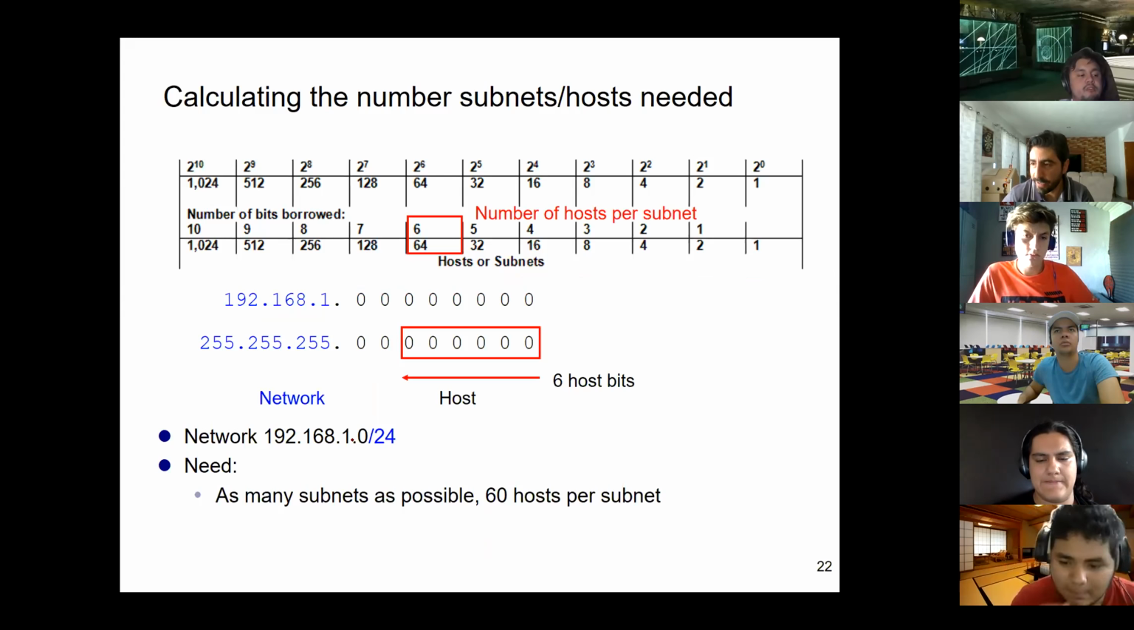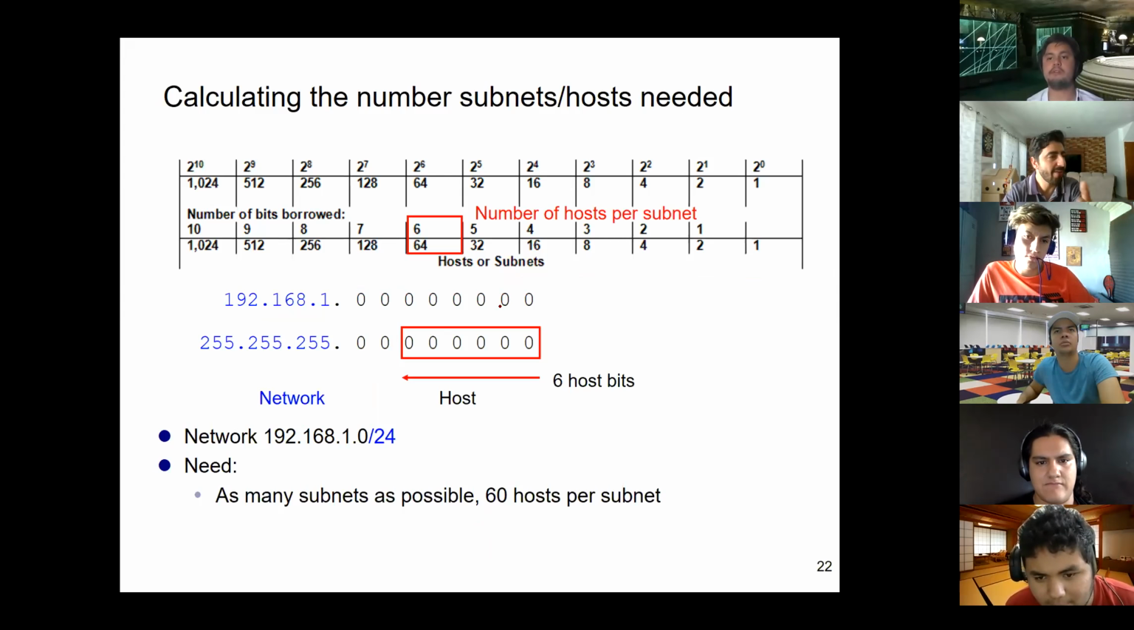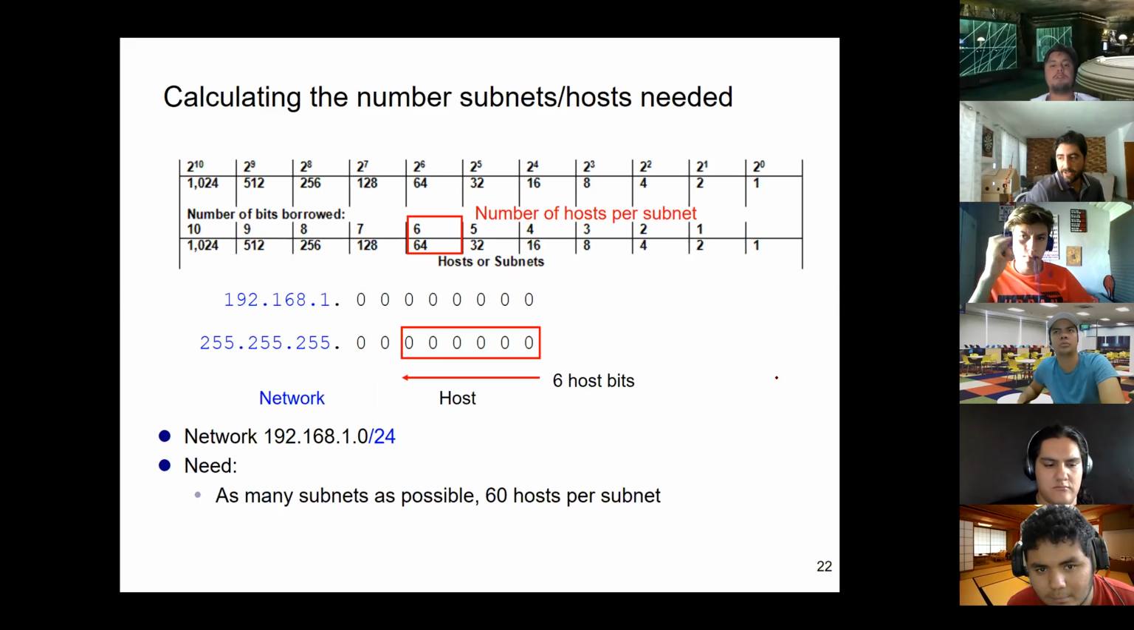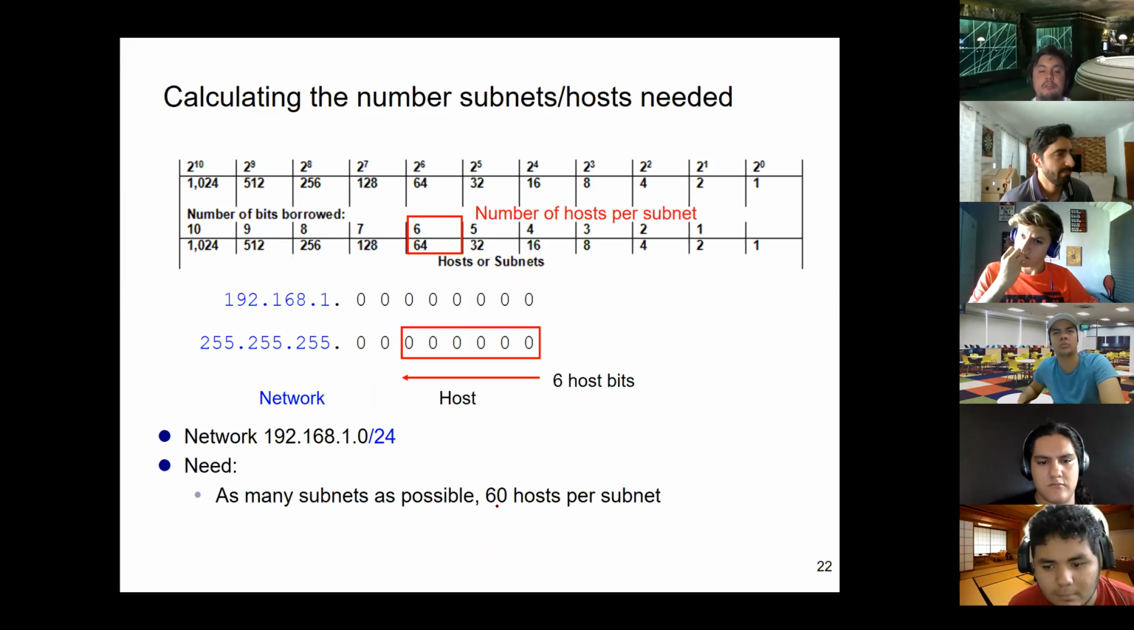So this is the IP range that you have. Let's say this is coming from your ISP. You have these 8 bits, or 256 IP addresses to play around with, to divide however you want. But what I told you here is that I want 60 hosts per subnet. Now, how you want to divide it is up to you.